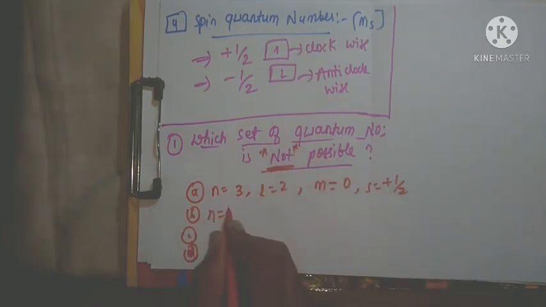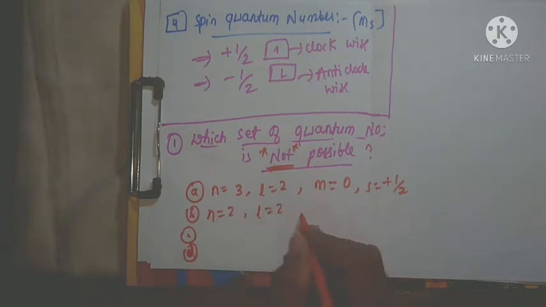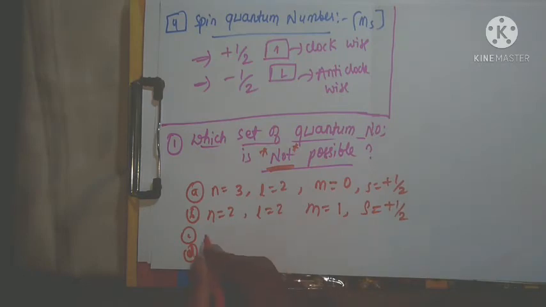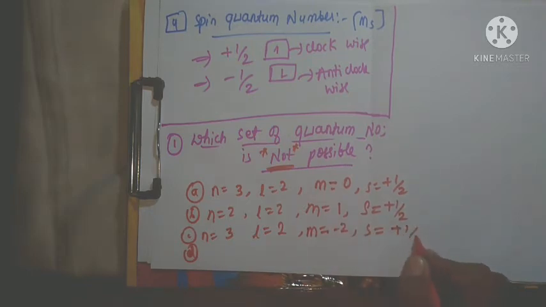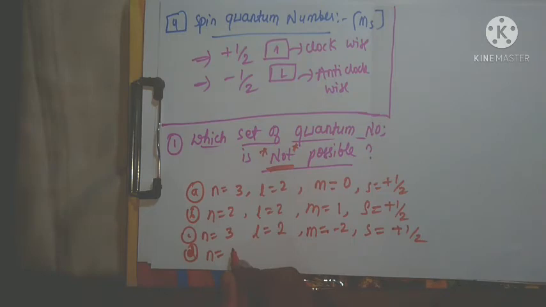Next, the second: n is equal to 2, l is equal to 2, m is equal to 1. Let us take s is equal to plus half. Next, the third: n is equal to 3, l is equal to 2, m is equal to minus 2 and s is equal to plus half. Last one: n is equal to 2, l is equal to 1, m is equal to 1, s is equal to minus half. Which is not possible he is asking.